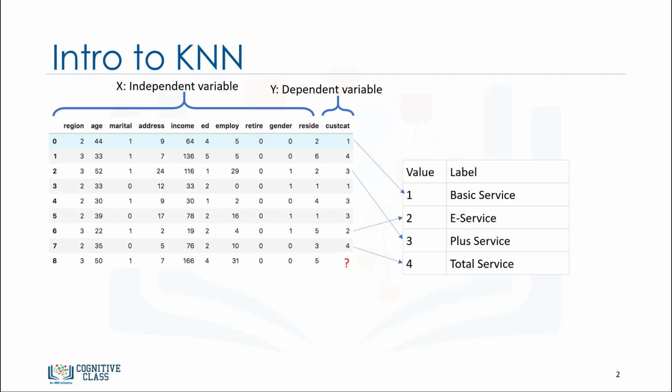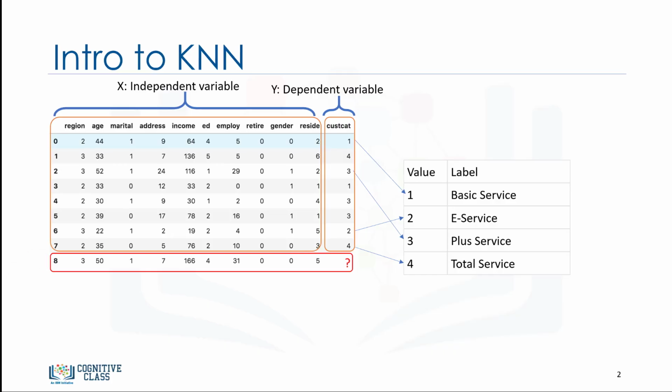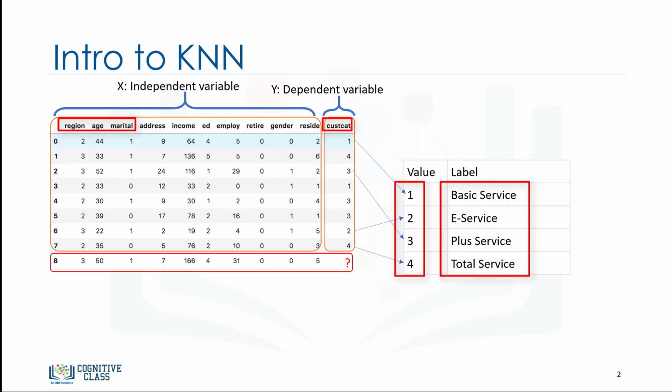That is, given the dataset with predefined labels, we need to build a model to be used to predict the class of a new or unknown case. The example focuses on using demographic data such as region, age, and marital status to predict usage patterns. The target field, called custcat, has 4 possible values that correspond to the 4 customer groups, as follows: basic service, e-service, plus service, and total service.